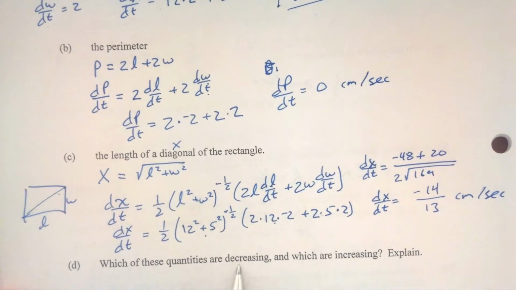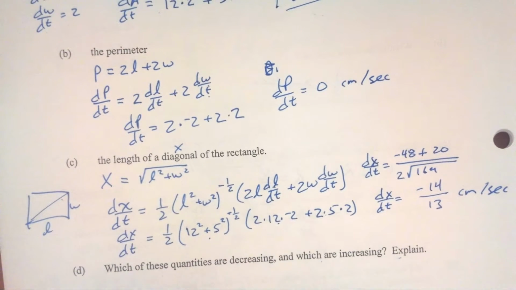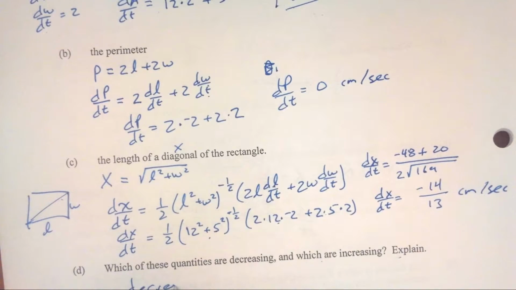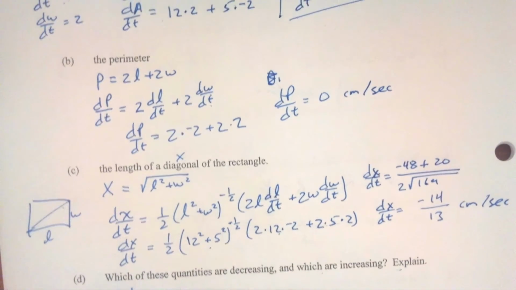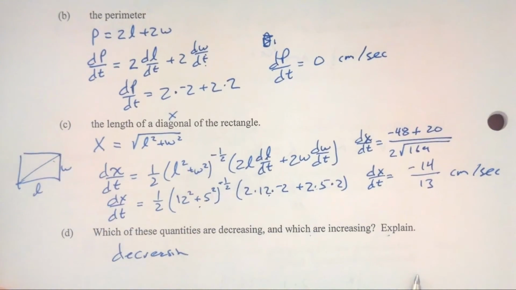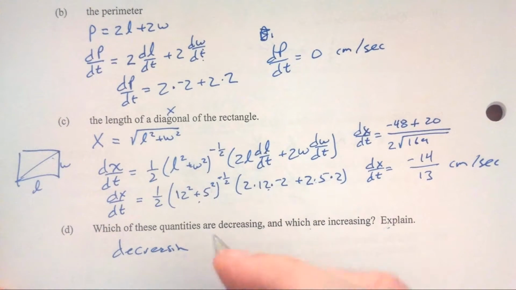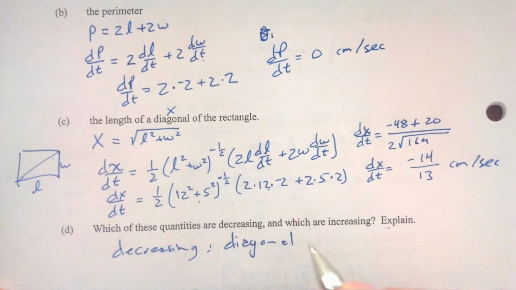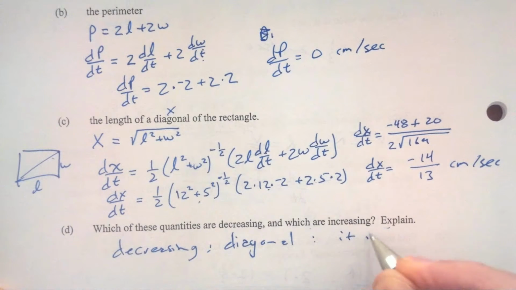Which of these quantities are decreasing and which are increasing? Decreasing, let's see, I got an answer of 0, I got an answer of 14, and I got an answer of negative. Therefore, which of these quantities are decreasing? The diagonal. It is negative.